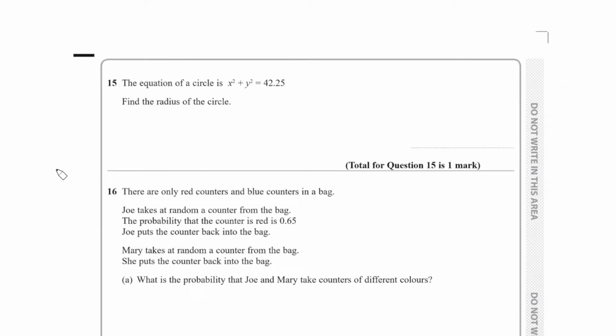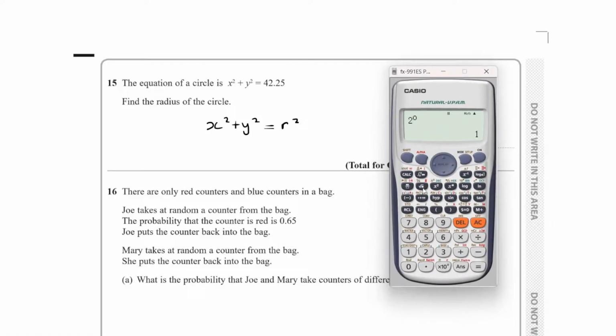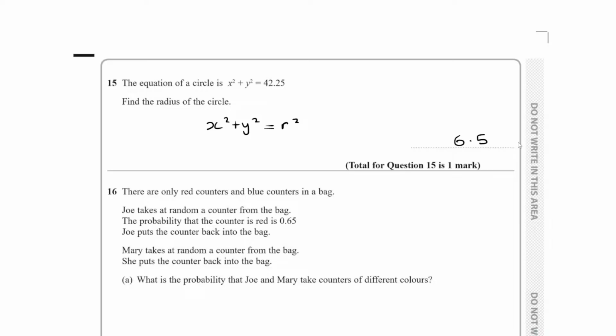Okay, question 15. The equation of a circle is x squared plus y squared is equal to 42.25. Find the radius of the circle. So it's only one mark, as you can see. You should know that a circle equation is like this. So effectively, we just need to square root the 42.25. And it gives us 6.5. So that's literally it. 6.5. Yep, exactly, root it.